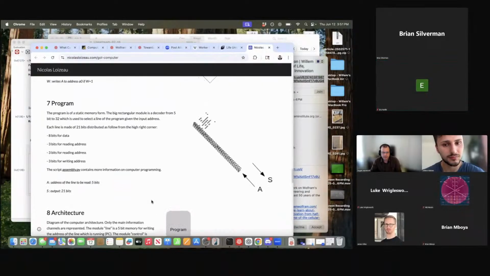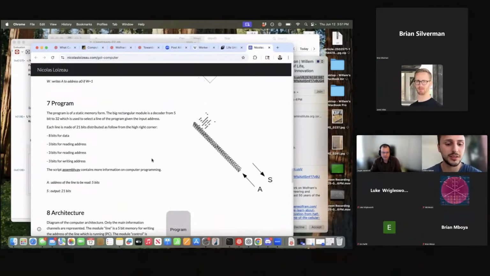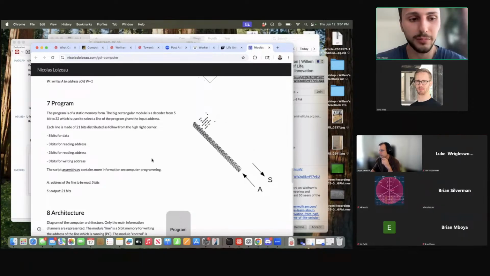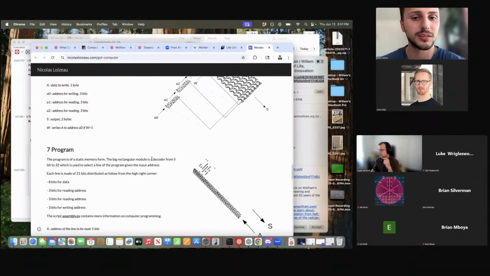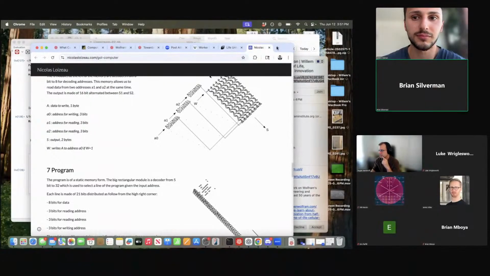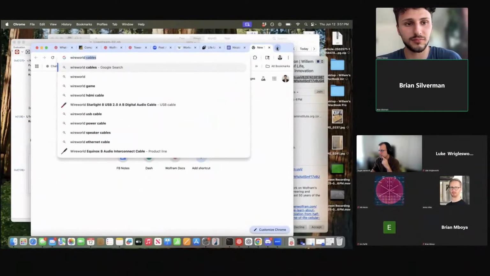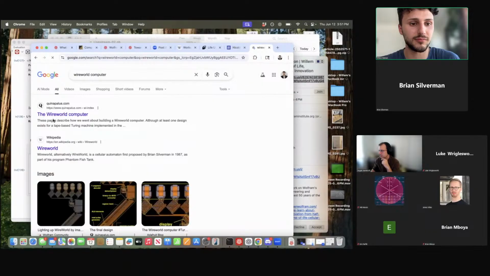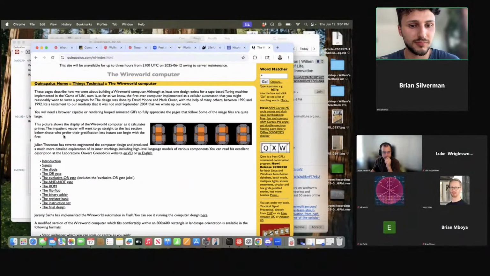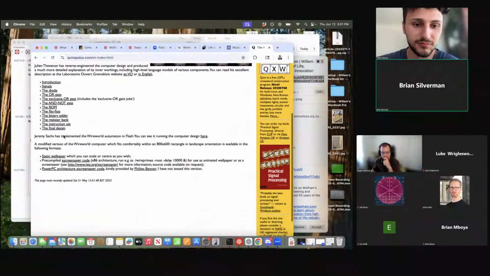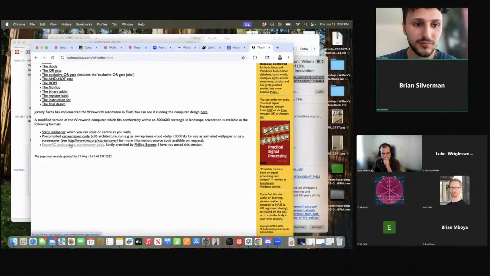Do you have any links to the implementation in Wire World? If you just Google for Wire World Computer, it's usually at the top. And near the bottom, there's a link to the completed design.